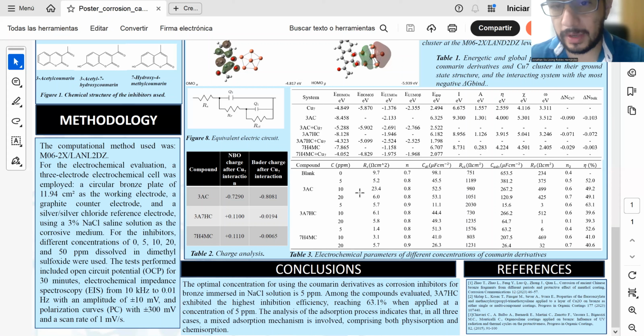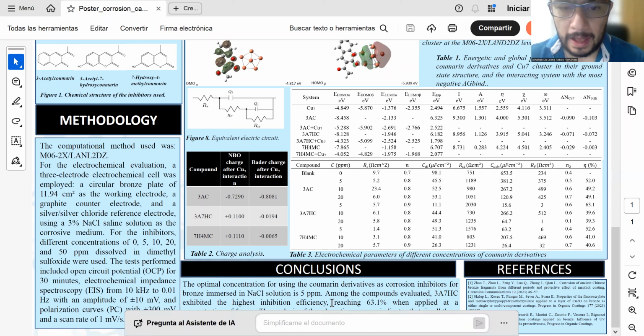Okay, in table 3, we can see the experimental results and the inhibition efficiency that we obtained. In the 3 cases, the highest value is for the 5 ppm concentration. Okay, and the highest of all the results is the 5 ppm concentration for the second organic compound.